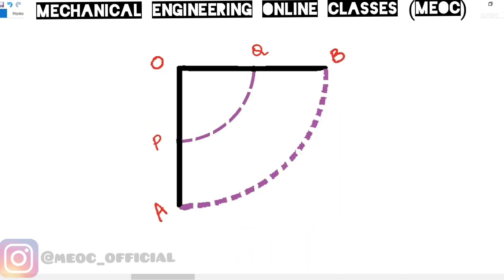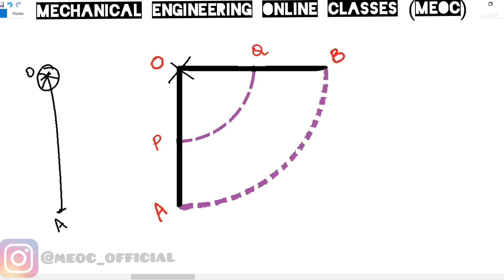Let us see an example like this. Here OA is a bar, so this vertical segment is the bar that we are considering. On this particular bar OA, the end point is A. So if this bar is rotating about point O, this is the point O, the rotation of this object is happening about one fixed point.